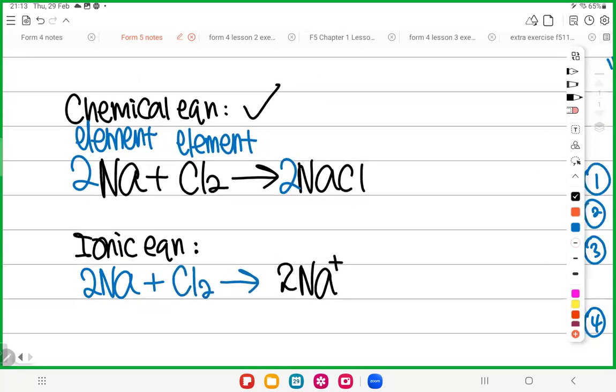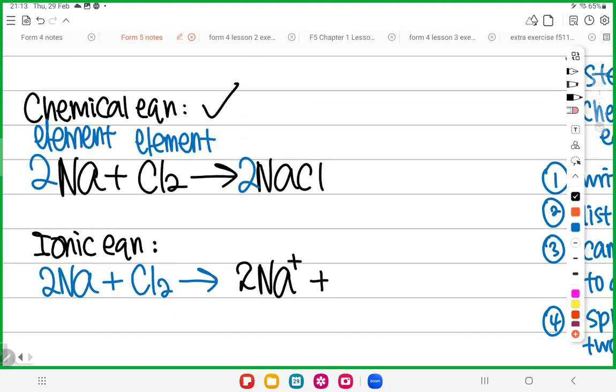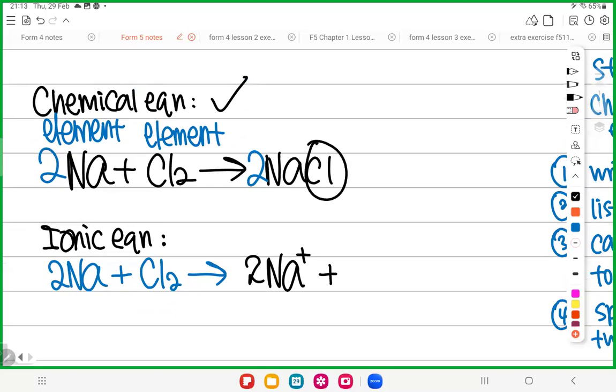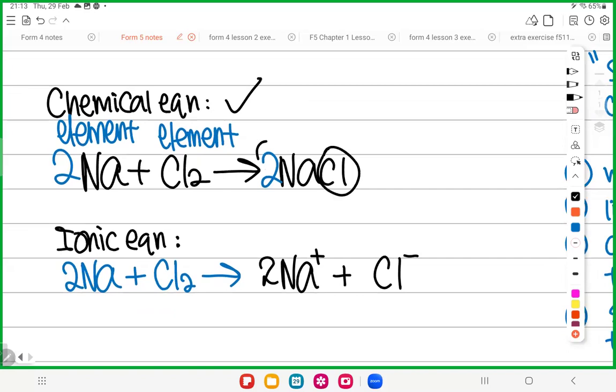All right, next one. Put a plus here. Then what else do we have? Cl. What is the charge for Cl, everyone? Cl minus. How many Cl do we have? This Cl has 2, am I right? There are 2 Cl here, so we need to put a 2 here also.